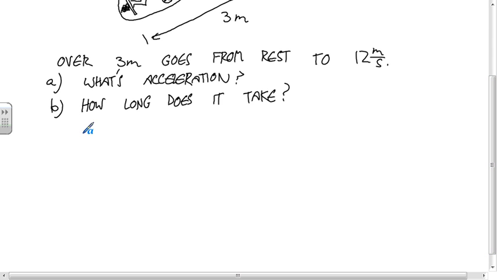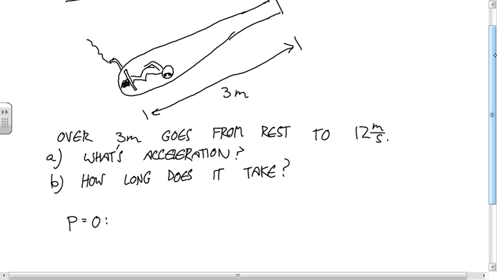The first 2 are arbitrary, the position ones. We can do the problem no matter what we choose for these, but some choices make the math easier than other choices. So for position equals 0, what seems like a sensible choice for position equals 0? Yeah, let's choose position equals 0 when he's down here at the start of the acceleration. So I'll say his location at the start of the acceleration.